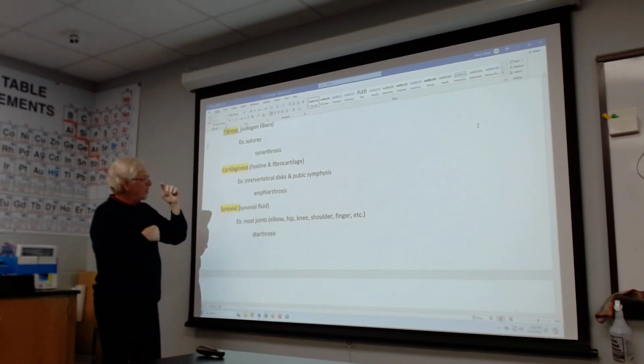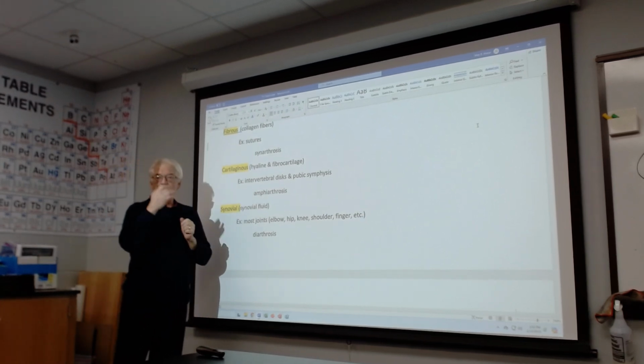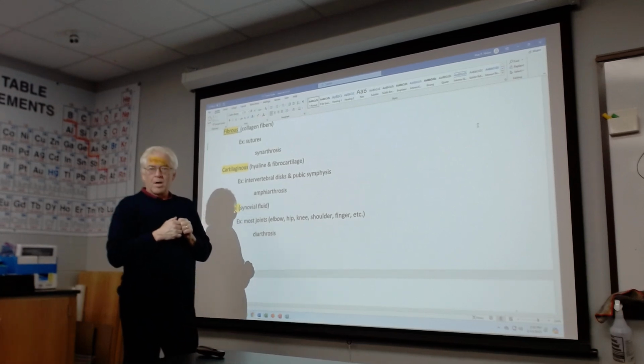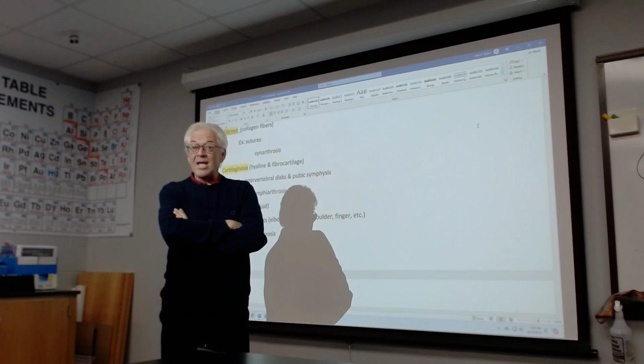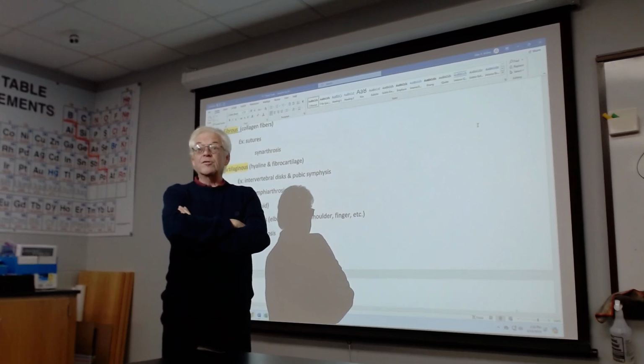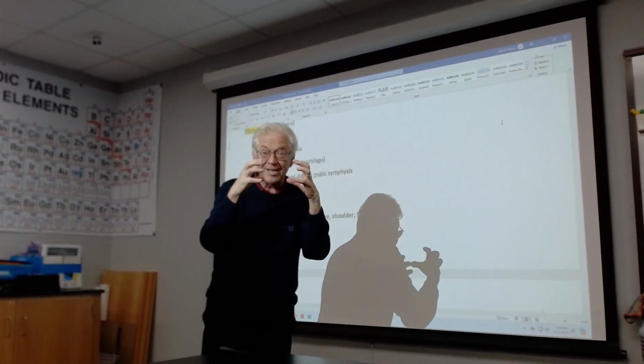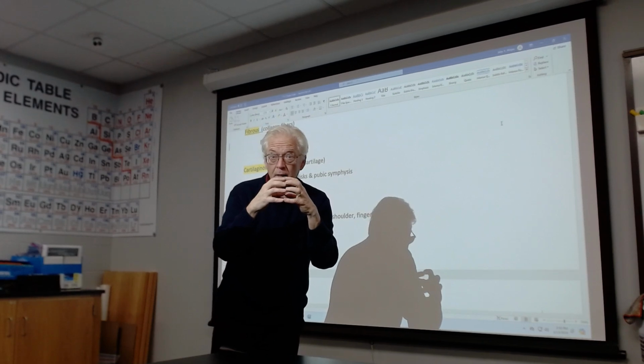What are we talking about? Well, number one, the sutures of your skull. When your skull is apart, it's when you're a baby. Baby skull bones are not fused together yet. Why?